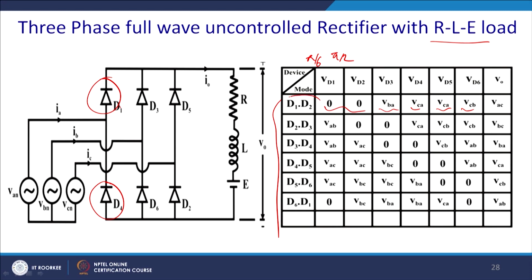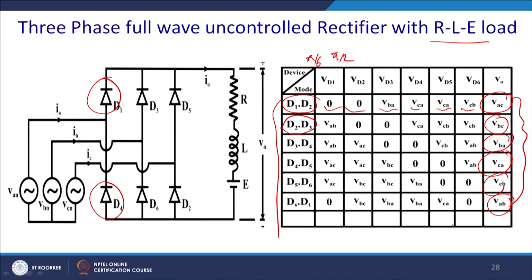So, for this reason, the load voltage will be delivered for the first 60 degree by D1 and D2, and thus you get a voltage of AC. Similarly, when D2 D3 conduct, you will get a voltage of BC. Thereafter, when D3 D4 conduct, you get BA. When D4 D5 conduct, you get CA. When D5 D6 conduct, again you will get CB. Then when D6 D1 conduct, you get AB and so on.